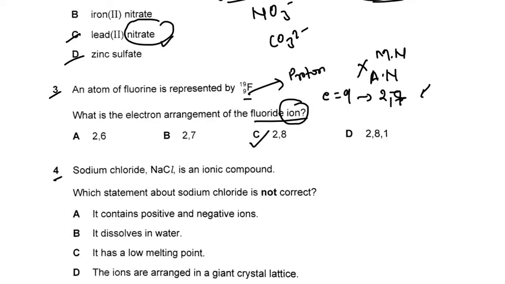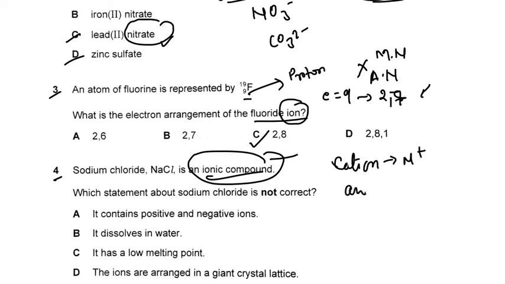Question number 4. Sodium chloride is an ionic compound. What is an ionic compound? An ionic compound is a compound formed by a cation and an anion. What is a cation? A positive charge, which is always a metal. And what is an anion? A negative charge, which is always a non-metal. Now, the statement that is not correct.